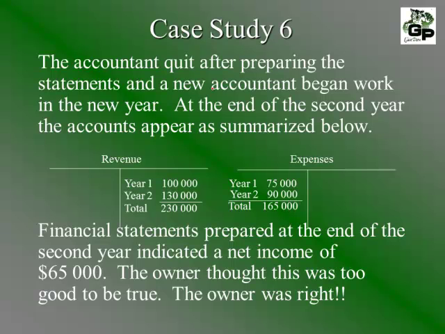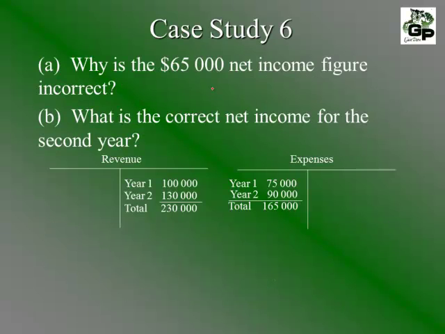The difference between $230,000 and $165,000. The financial statements are prepared and indicate this net income of $65,000. The owner thought this was too good to be true, and the owner was right. Why is the $65,000 net income figure incorrect? And what is the correct net income for the second year?